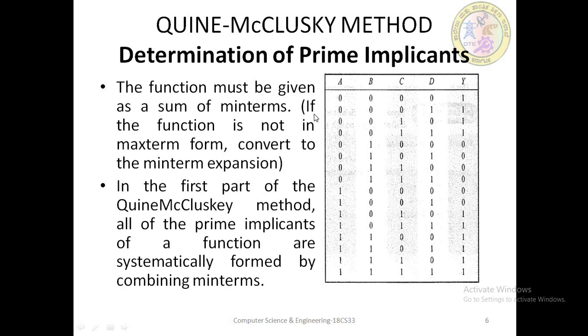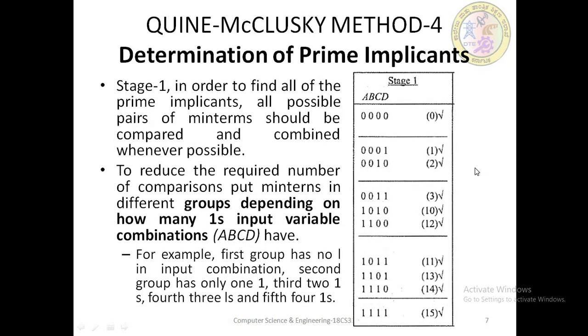The function must be given as a sum of minterms. Here you can see that minterms are nothing but SOP. If the function is not in the min term form, convert it to the min term expansion. Suppose the result has been given in a max term, then you need to convert it to a min term first. In the first part of the Quine-McCluskey method, all of the prime implicants of a function are systematically formed by combining the min terms.